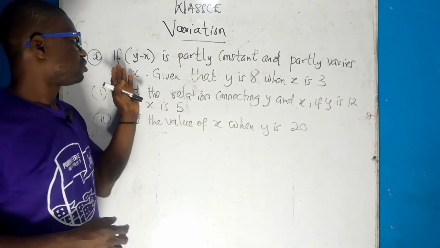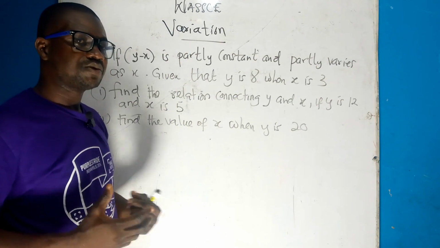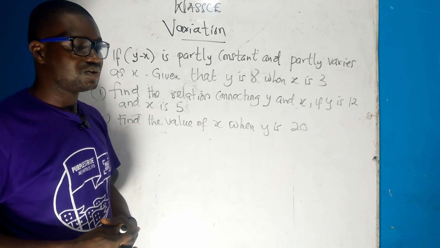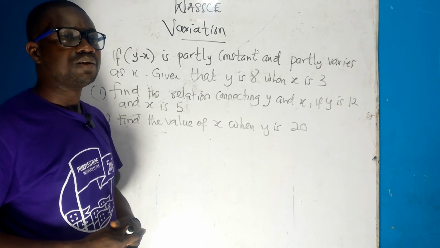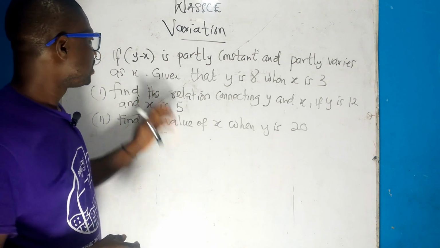Now let's look at this question. We are looking at variation, and this question is one of the likely 2025 WASSCE Core Mathematics paper questions that you need to try and enhance to solve more. Now let's look at the question.